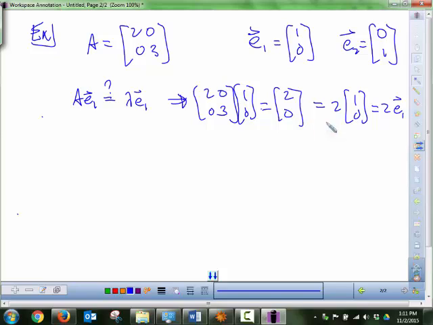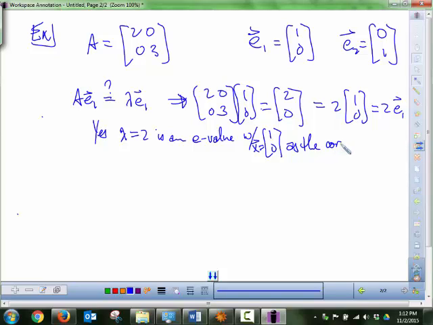So let's go back and do that. So we could say yes, lambda is equal to 2 and I'm just going to start using E value and E vector. So E value with 1, 0, x equals 1, 0 as the corresponding E vector.